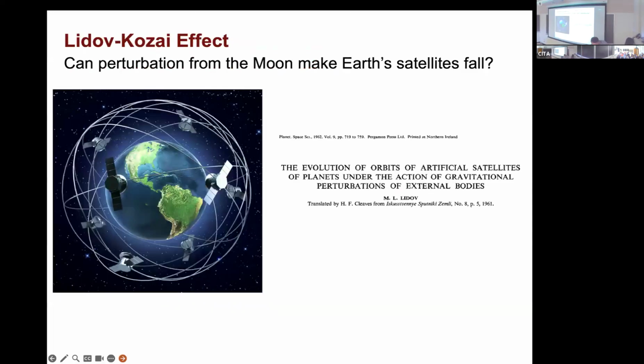Okay. So the key effect, of course, is the Kozai-Lidov effect. I know many people have studied Kozai and are familiar with this.